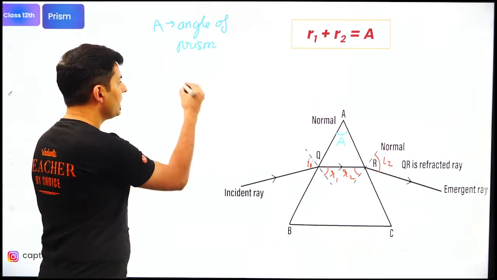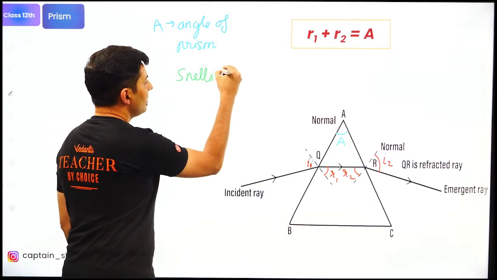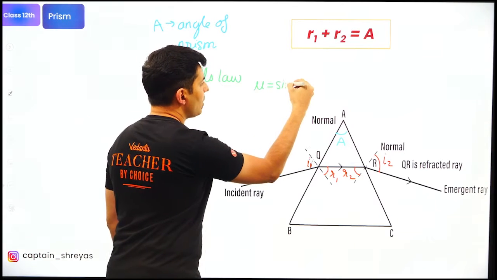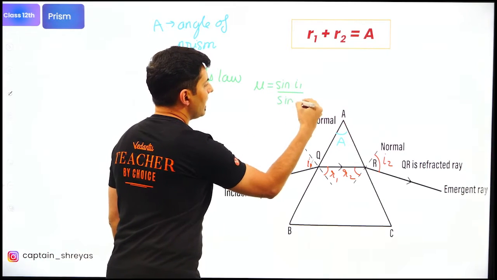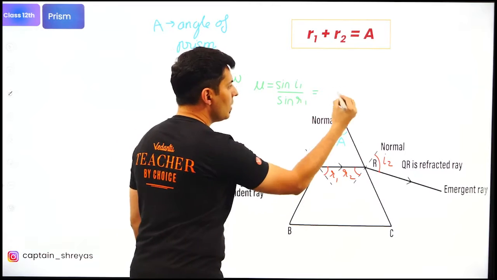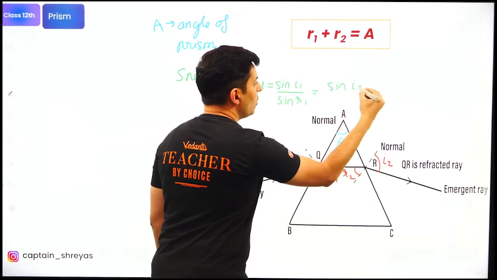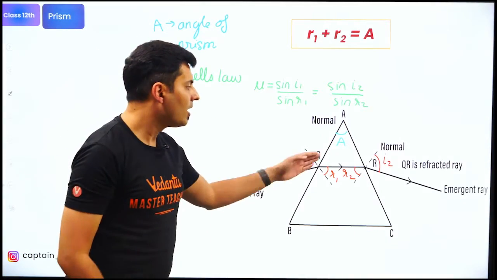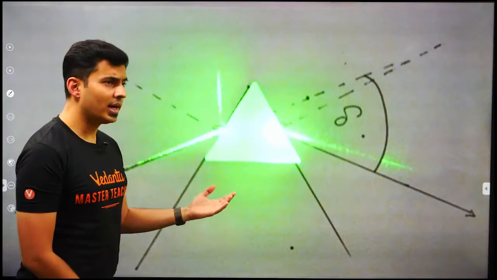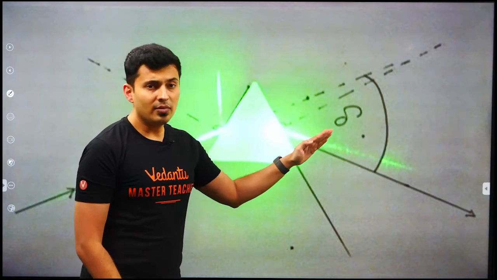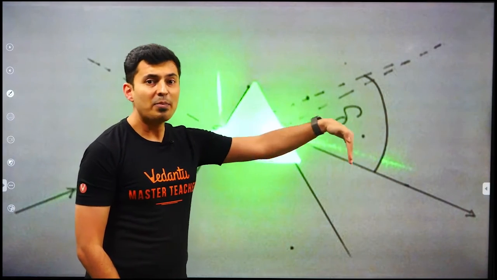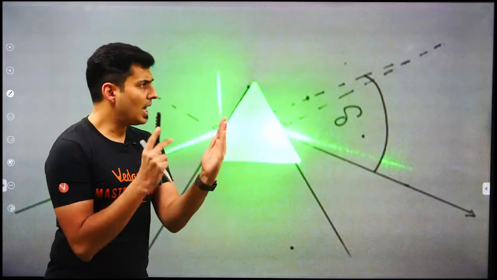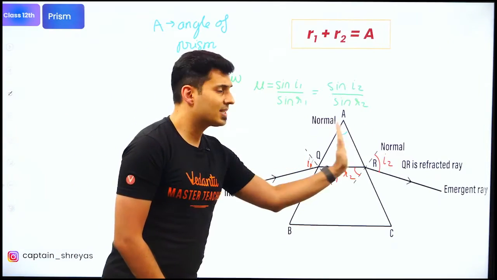Also, one more important thing, you can use Snell's law at both the surfaces. Like if I use it over here, mu will be equal to sine of I1 divided by sine of R1, which is also equal to sine of I2 divided by sine of R2. So obviously you can use Snell's law at any refracting surface. Moving ahead to deviation. Like I told you, the light ray which enters deviates. It basically bends after passing through the prism because the angle of the prism is there and the surfaces are not parallel.